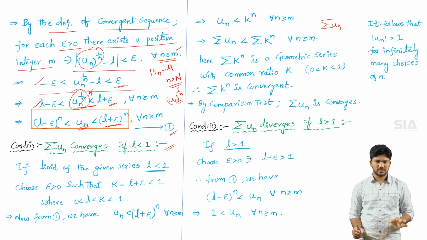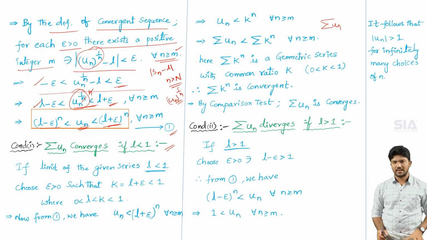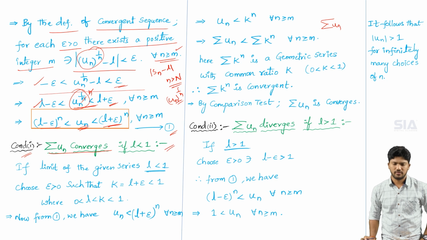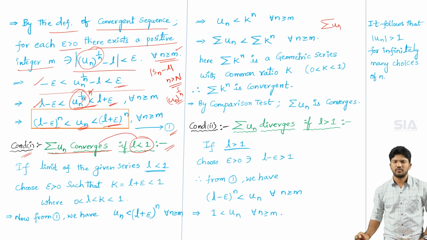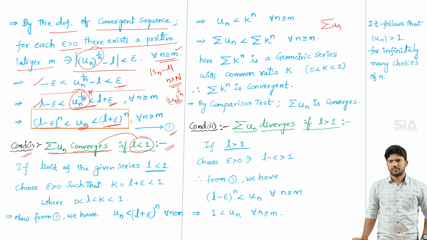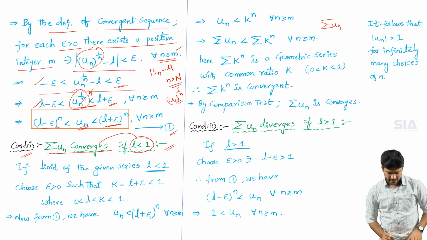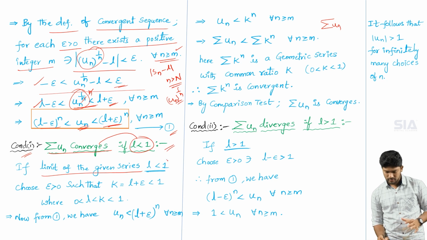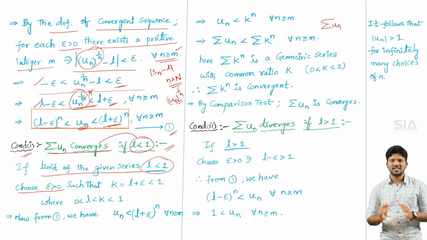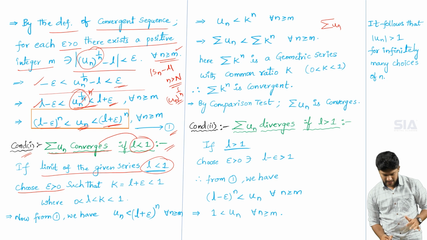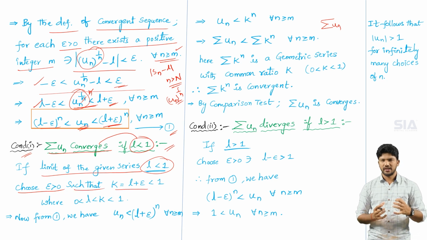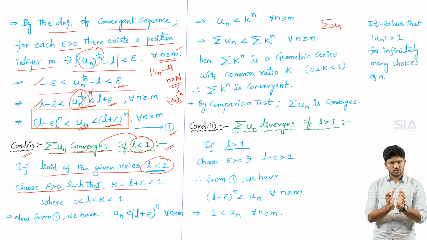That series is summation u suffix n. Now we are going to find the nature of the limit point. Okay, see the first condition, that is condition number 1: summation u suffix n converges. It depends on the limit point value small l less than 1. Okay, small l value less than 1. See, if the limit of the given series, small l value, is less than 1, choose epsilon greater than 0, such that k is any real number; that k is our choice. So we can choose that epsilon value.